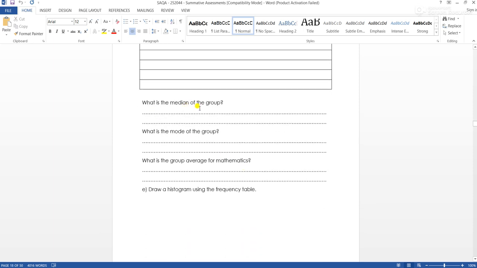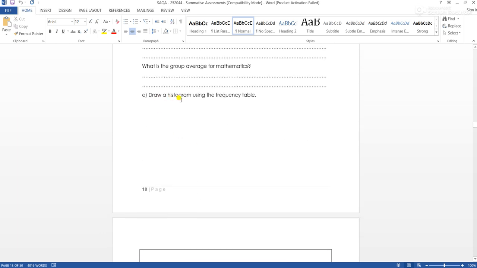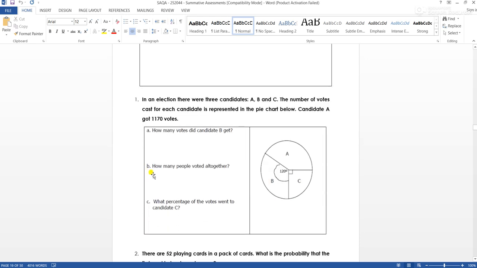Next, what is the median of the group? What is the mode of the group? And what is the group average for mathematics? And then you need to draw a histogram using the frequency table. And also, in an election, there were 3 candidates, A, B, C. The number of votes cast for each candidate is represented in the pie chart below. Candidate A got 170 votes. So how many votes did candidate B get?